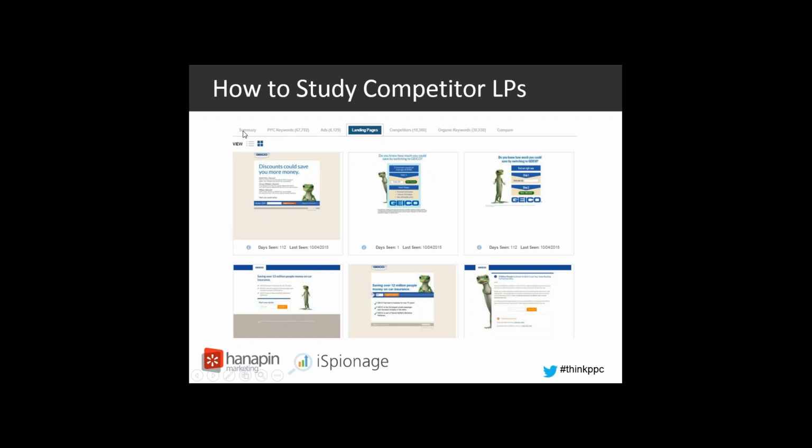As you see here, there's a summary tab, a PPC keywords tab, an ad copy tab. There's a competitors tab, an organic keywords tab, so you can tab through to see different views and different types of data. But also there's a landing pages tab here where we're now saving screenshots of advertisers' top landing pages. So what you see here are 6 of Geico's top landing pages. This is what their landing pages look like.